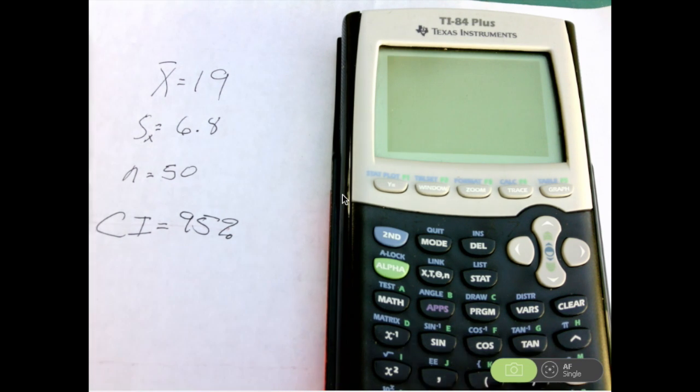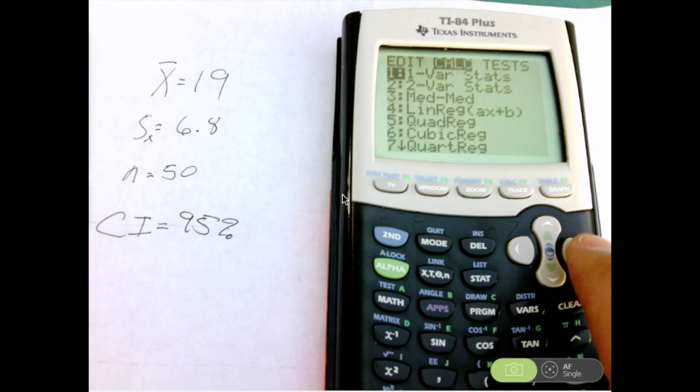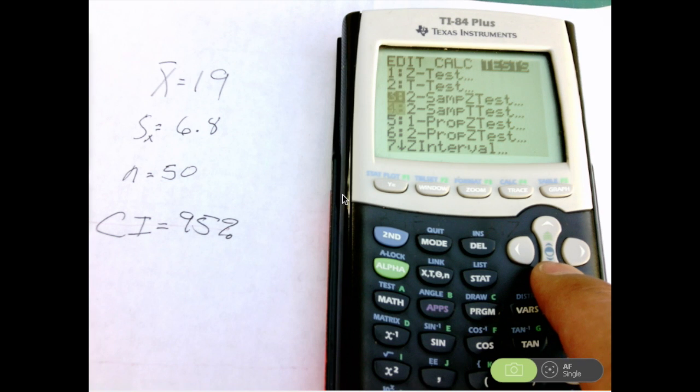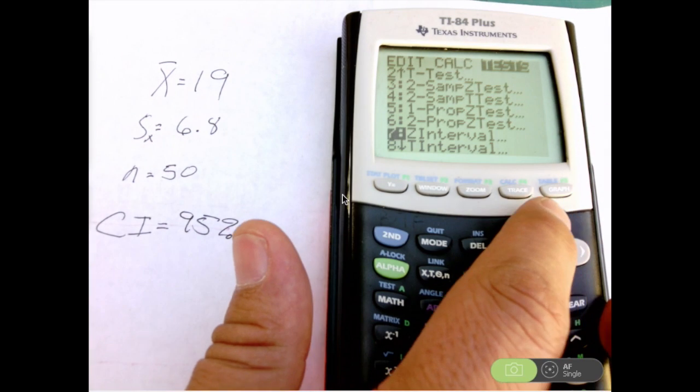So we're going to go to our stats menu, our stat button over here, and this time we're going to go to test. And then we're going to arrow down, and you see we have two choices, either a z-interval or t-interval. Now please refer to your notes to know when you should use a z-interval and when you should use a t-interval. Now in this sample I do not know the population standard deviation, but my sample size is quite large at 50, so I am still going to use the z-interval in this case.